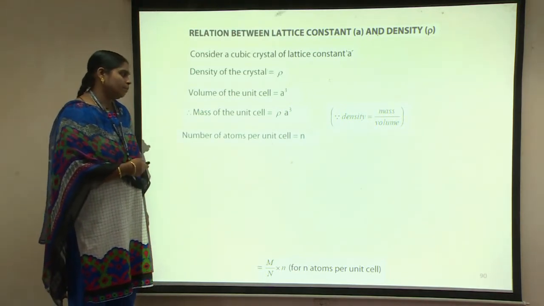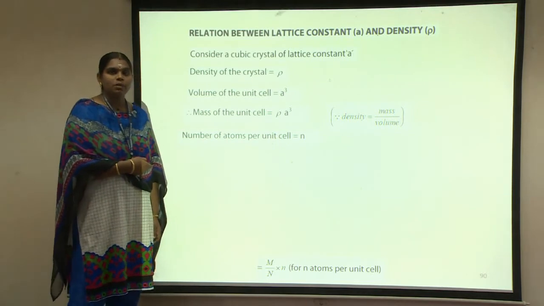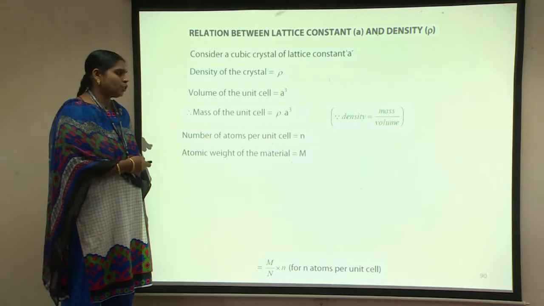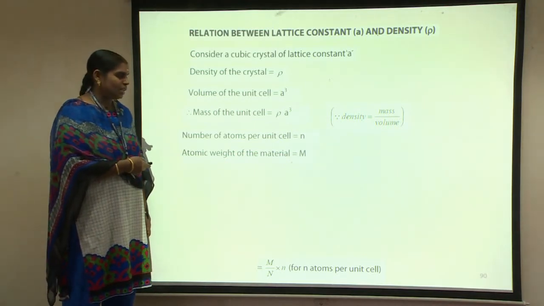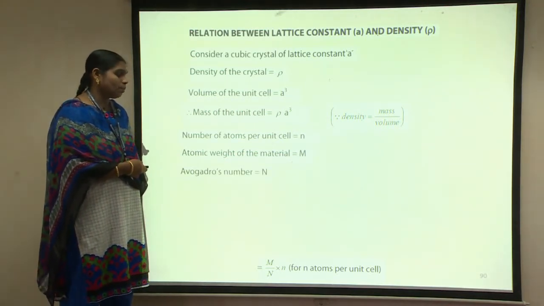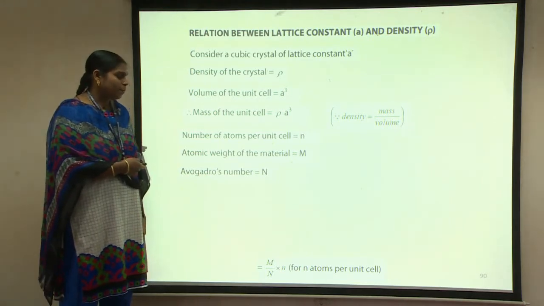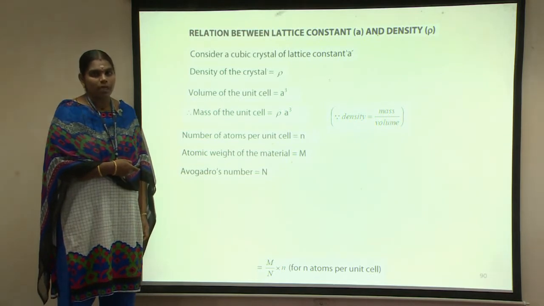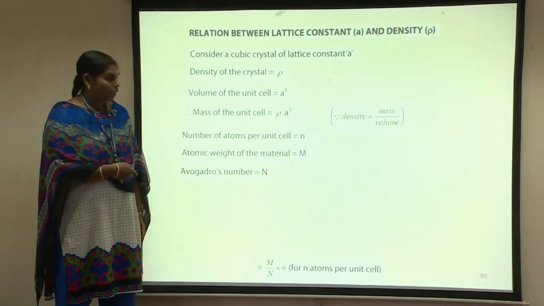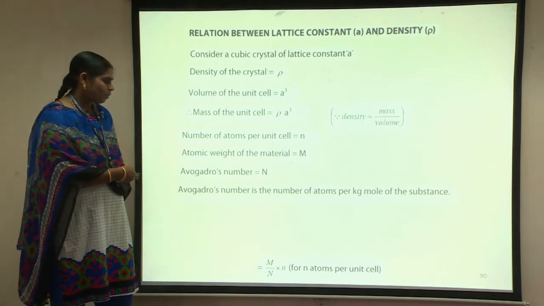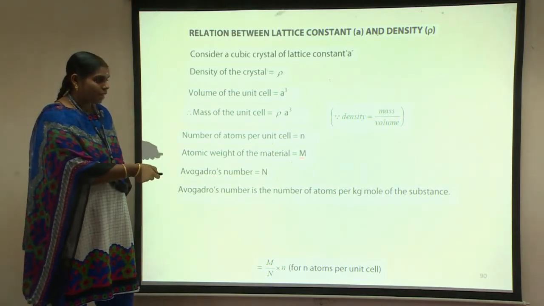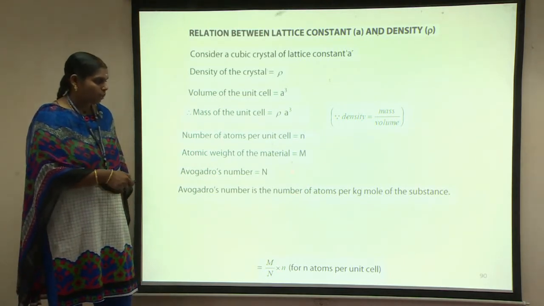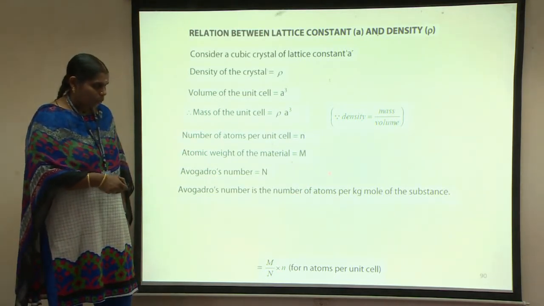Consider the same crystal. Let the number of atoms per unit cell be represented as n, and the atomic weight of the material be taken as capital M, and we go for Avogadro's number, which is capital N. Here we are considering per kilomole, so the value comes to around 6.023 into 10 power 26. So here we are going to consider per kilomole of the substance. Normally in chemistry we use about 10 power 23, but here it is going to be about 10 power 26.